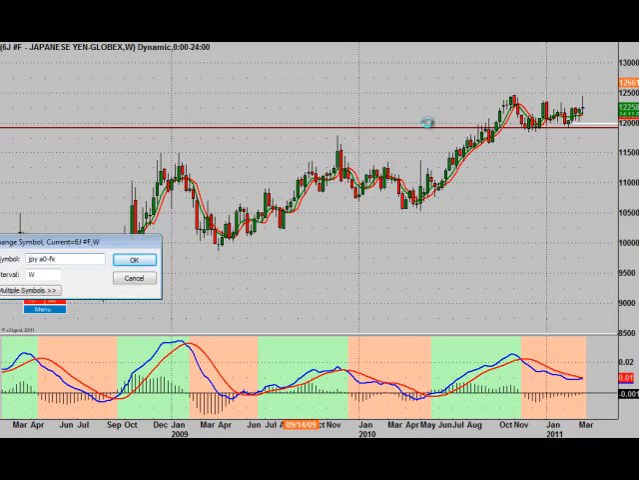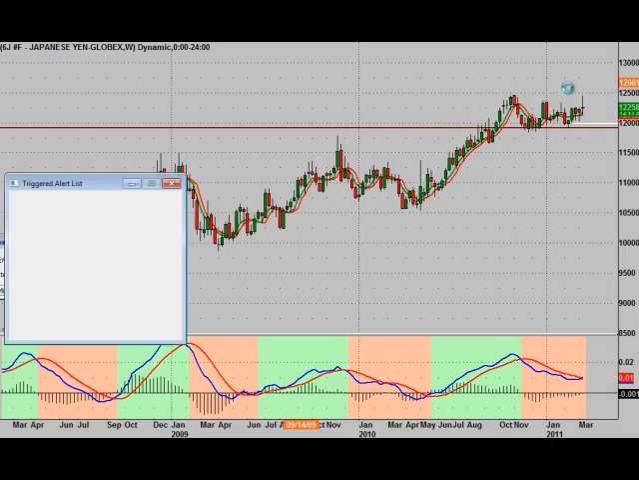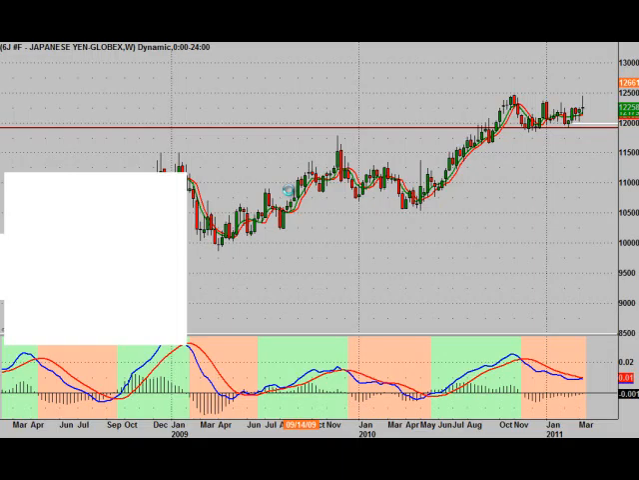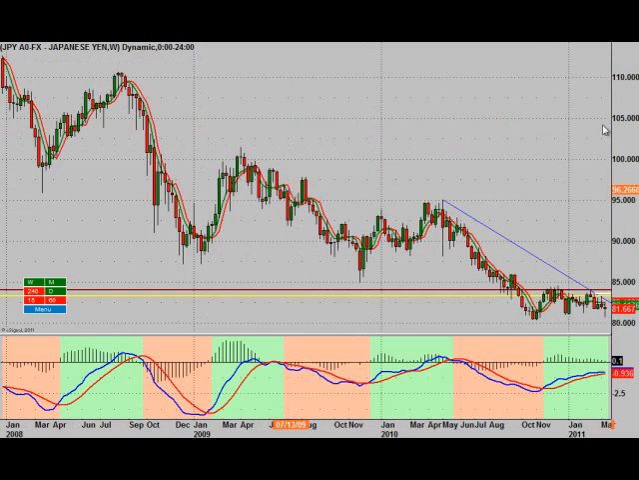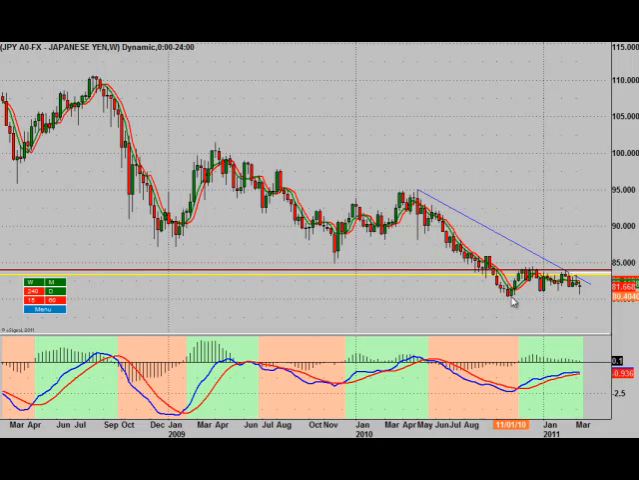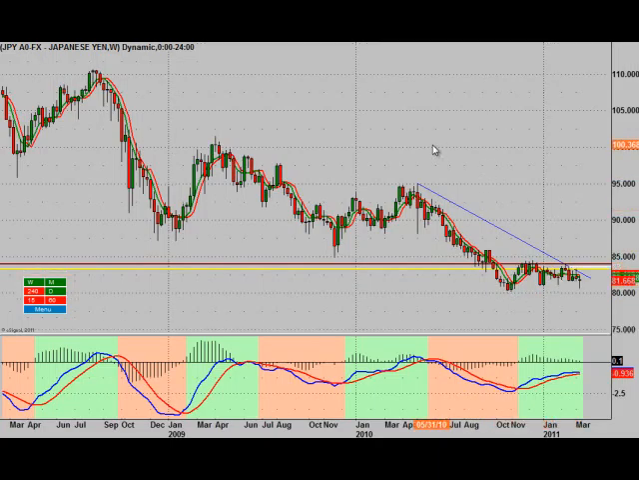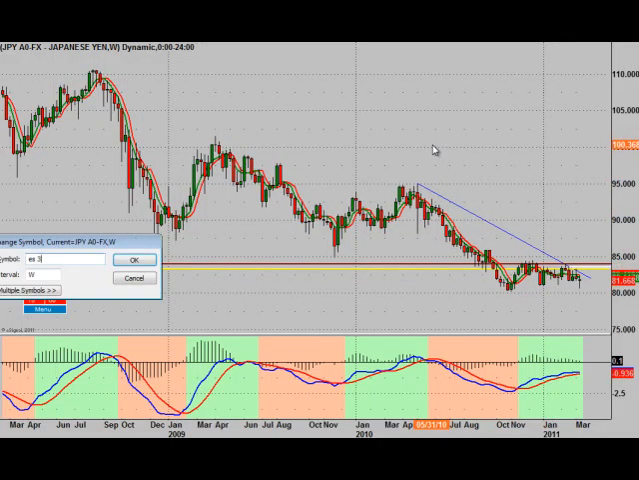I think you've got a test of 80 in the cards here, and that may be a level where we'll take some real interest in this market. Potential long-term double bottom at the 80 level, so we'll be watching that. Hey, let's take a look at the U.S. stock market, and then we'll wrap it up.